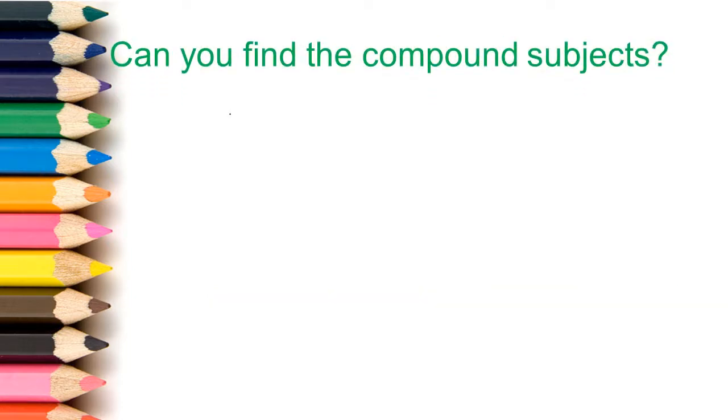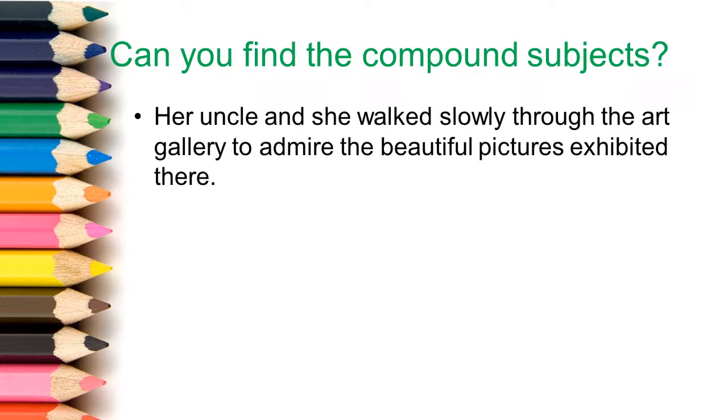Can you find the compound subjects? Her uncle and she walked slowly through the art gallery to admire the beautiful pictures exhibited there. First, let's find the verb. Walked. So the verb is walked. Who did the walking? Who went to the art gallery? So uncle and she. Uncle and she walked to the art gallery.